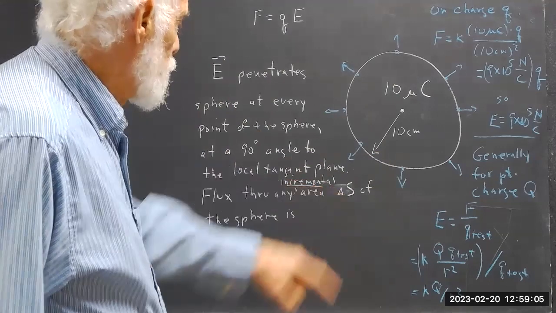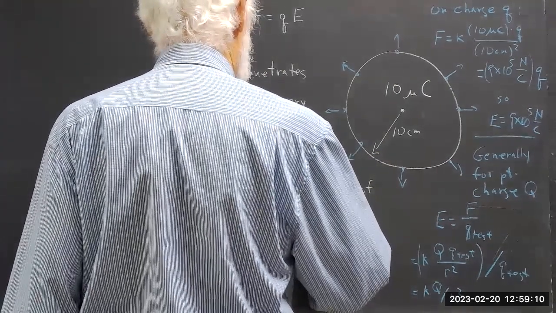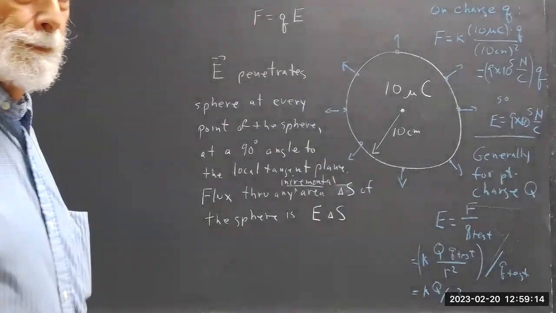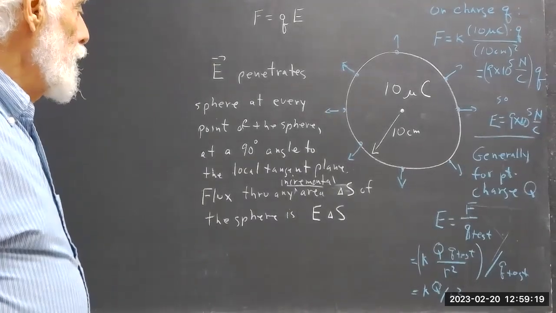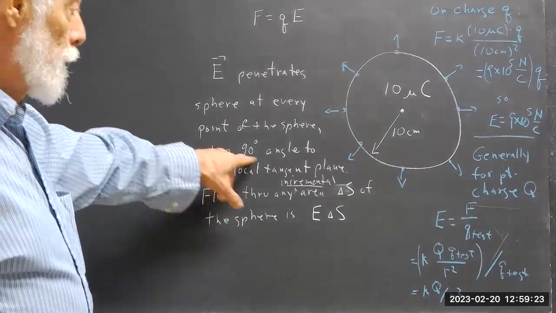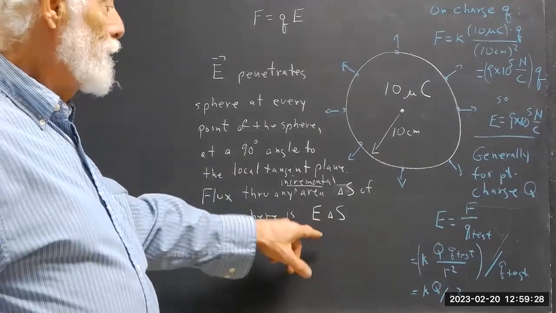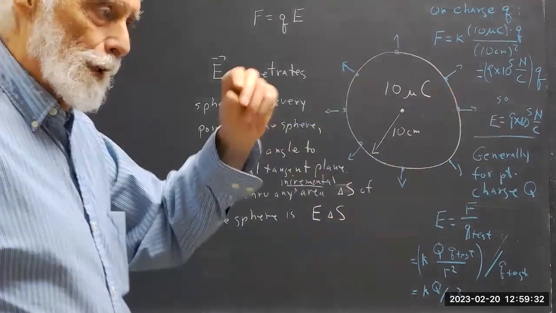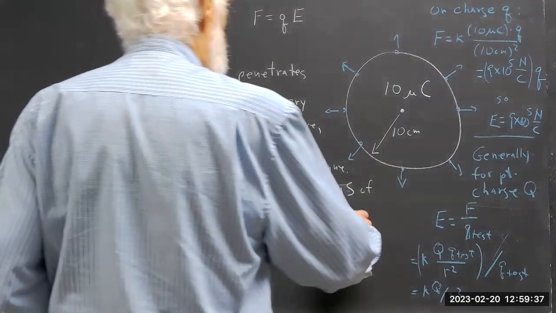The flux through any incremental area delta S of the sphere is E delta S. If the angle wasn't 90 degrees, it wouldn't be E delta S. It would be E dot whatever the normal vector is at that point for that small increment, times delta S. Okay, we'll see what that means in a minute.